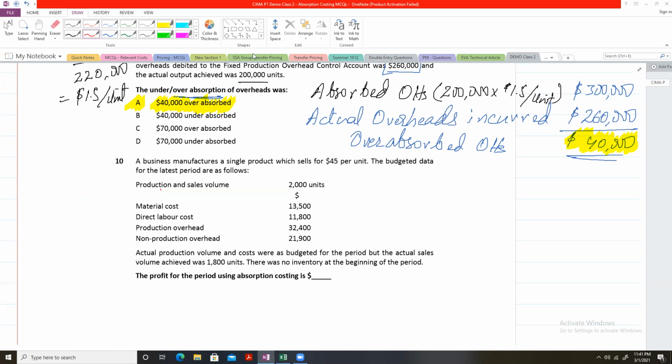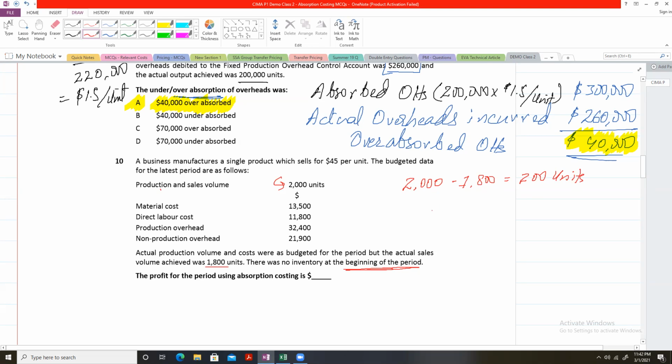The first thing, production during the period. How many units were produced? 2000 units were produced. And how many units were sold? 1800 units were sold. There was no inventory at the beginning of the period; opening inventory was zero. 2000 units were produced, and out of these 2000, 1800 were sold. How much will be the closing inventory? The closing inventory should be 200 units.